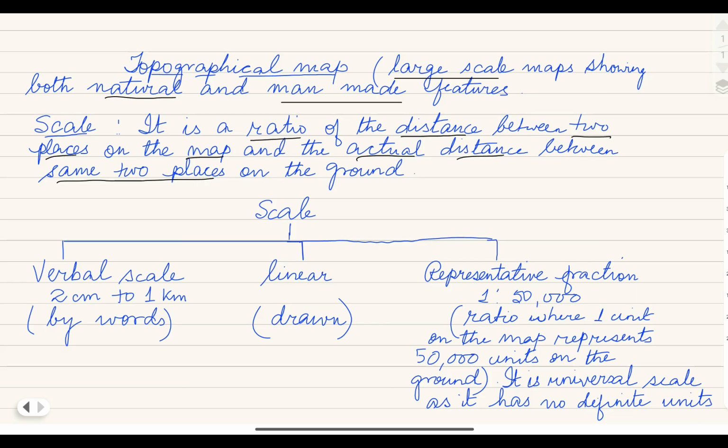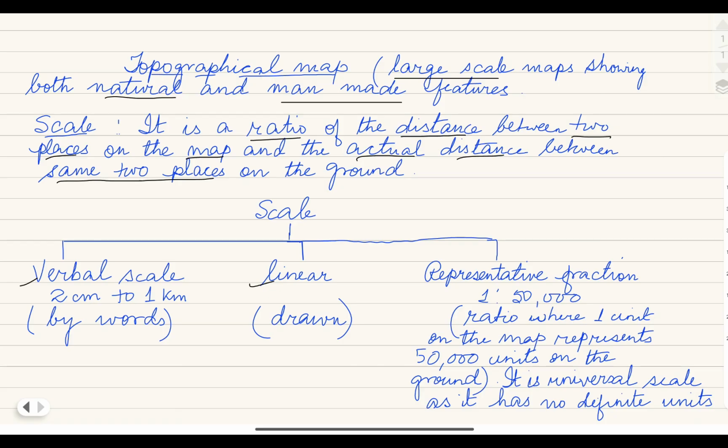And there are three types of scale. Verbal scale, that is always written in words. In all the topo sheets, you will see it is written 2 centimeter to 1 kilometer. That means 2 centimeter on a topographical map represents 1 kilometer on the ground. Next is linear scale. It is a scale which is drawn and where each division is 2 centimeter of your geometry scale, which is representing 1 kilometer on the ground.